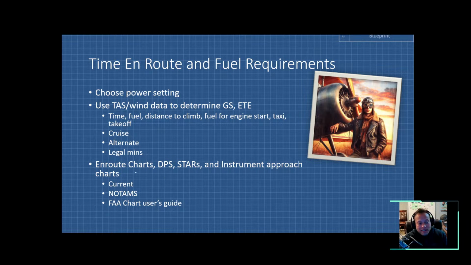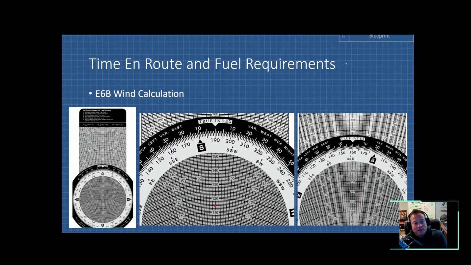Okay. So we talked about our enroute charts, DPs, STARs, and instrument approaches. Make sure they are current. Read the NOTAMs, because some NOTAMs might say, hey, this approach isn't authorized. And use the FAA chart user's guide if you have any questions.